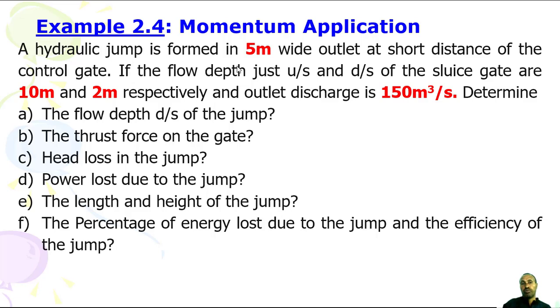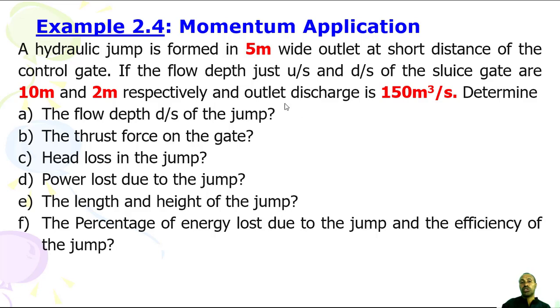A hydraulic jump is formed in a 5-meter wide outlet at a short distance from a control gate. If the flow depths just upstream of the gate and downstream of the sluice gate are 10 meter and 2 meter respectively, and the outlet discharge is 150 meter cube per second, determine the flow depth downstream of the jump, the thrust force on the gate, the head loss in the jump, the power lost due to the jump, the length and the height of the jump, the percentage of energy lost due to the jump, and the efficiency of the jump. Now let us see.